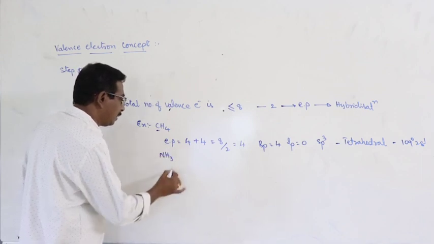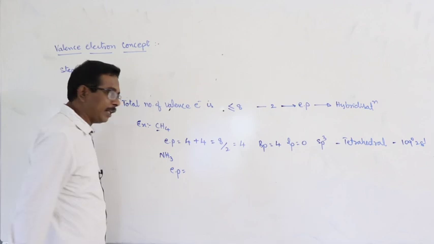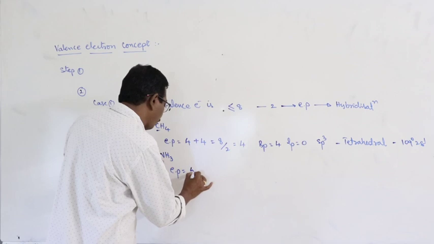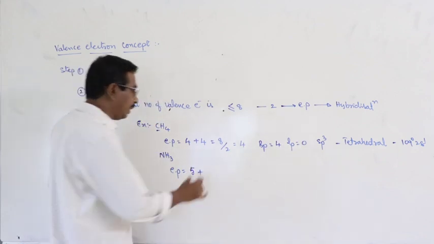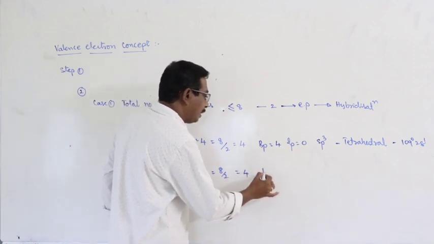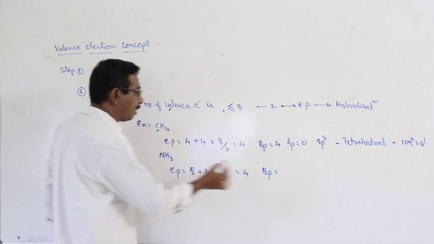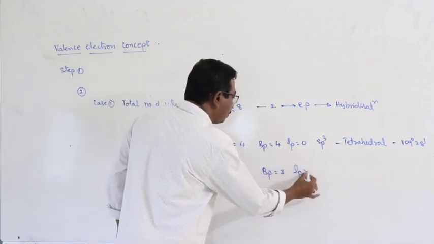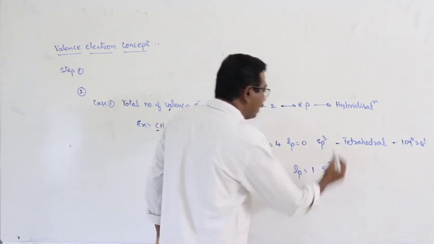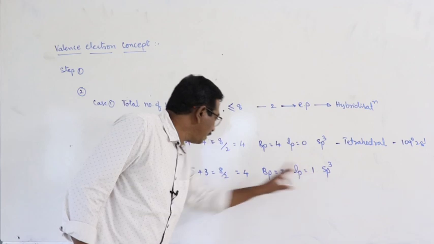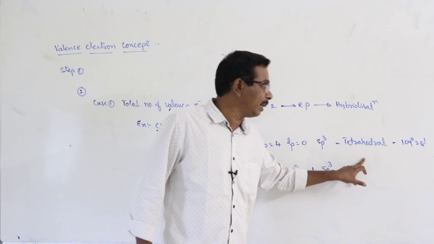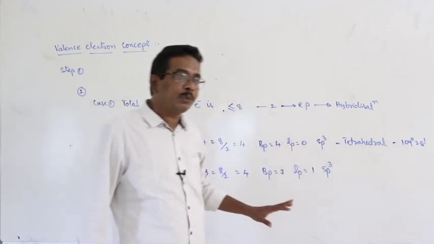Example 2, NH3. Number of electron pairs. What is the central atom? Nitrogen. Nitrogen group number 5. 5 plus 3 hydrogens, 5 plus 3 is 8, 8 by 2 is 4. Here the number of bond pairs is equal to the number of bonded atoms, 3. Number of lone pairs is equal to electron pairs minus bond pairs, 1. Type of hybridization sp3. Based on the hybridization and number of electron pairs, the shape of the molecule is expected to be tetrahedral and the bond angle 109 degrees 28 minutes.